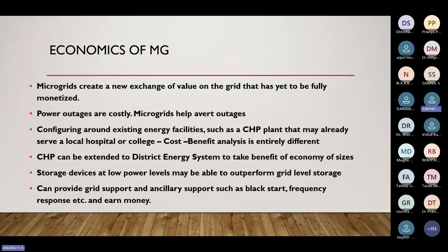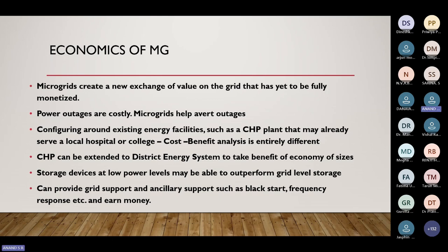Support for frequency response can also be provided by these. So all this can earn some money for the microgrids. It's already an established thing. So the economics of microgrid depends on this. The extra money that can be obtained from these sources may come to something around 1 to 2% of the entire expenditure for the microgrid. But even that 1 to 2% could be there to make it financially viable to some extent.